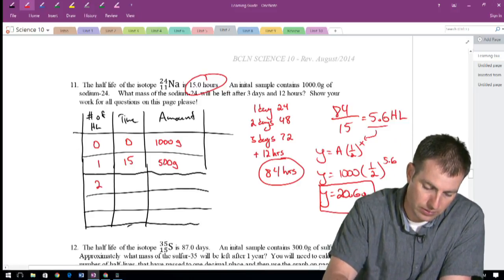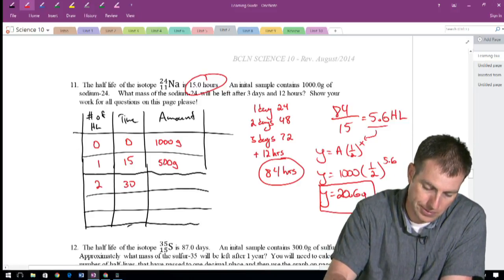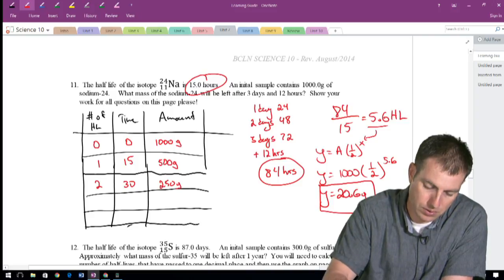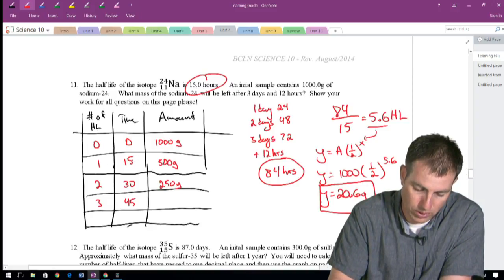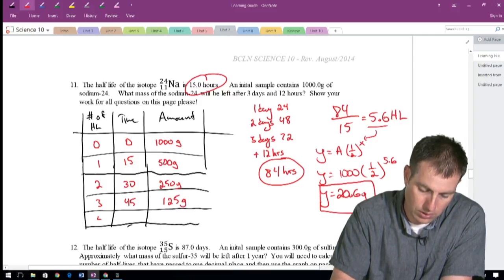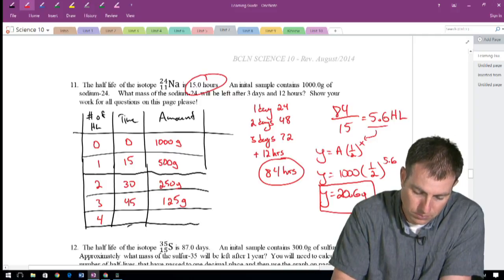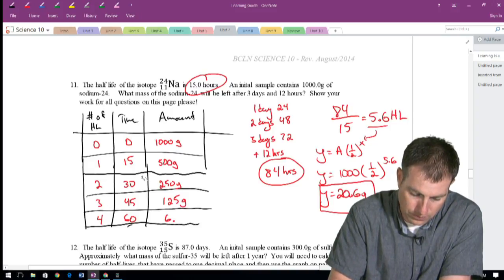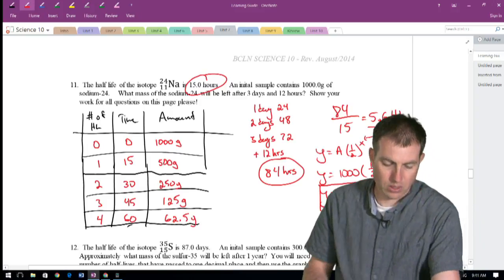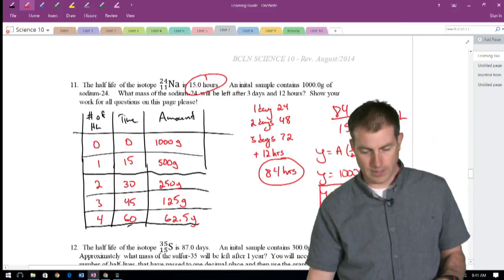I'm going to go 2 half-lives at 30 hours, 250 grams. 3 half-lives is 45 hours, and 125 grams. 4 half-lives, 60 hours, 62.5 grams. Did I get that right? 125 halved is 62.5.